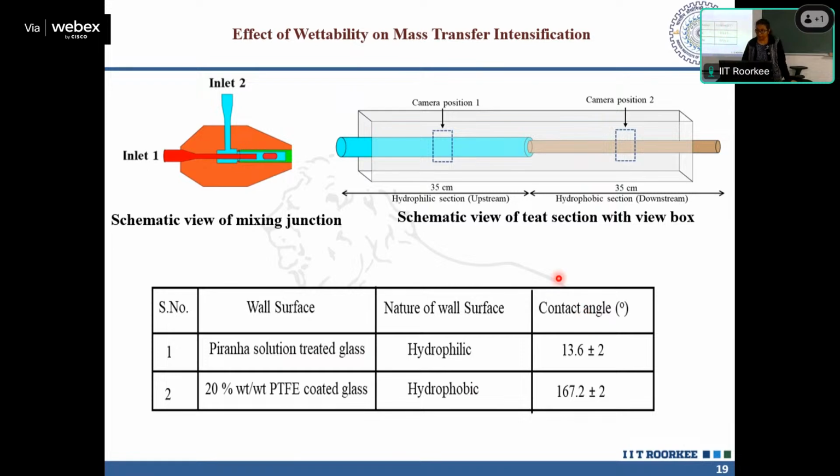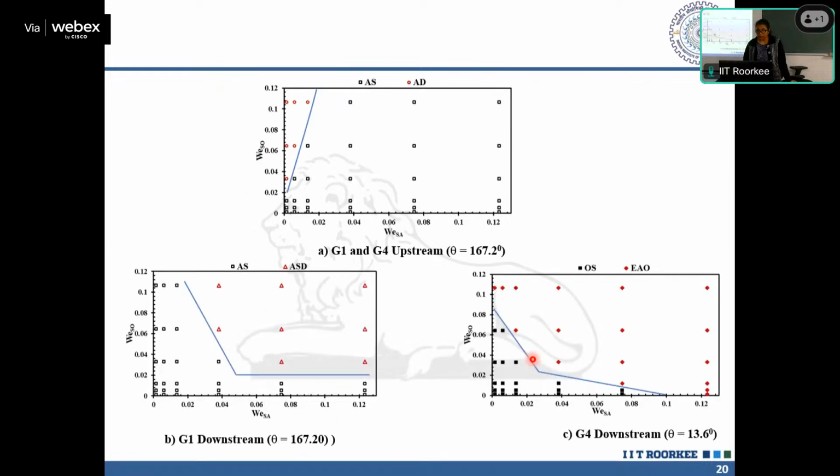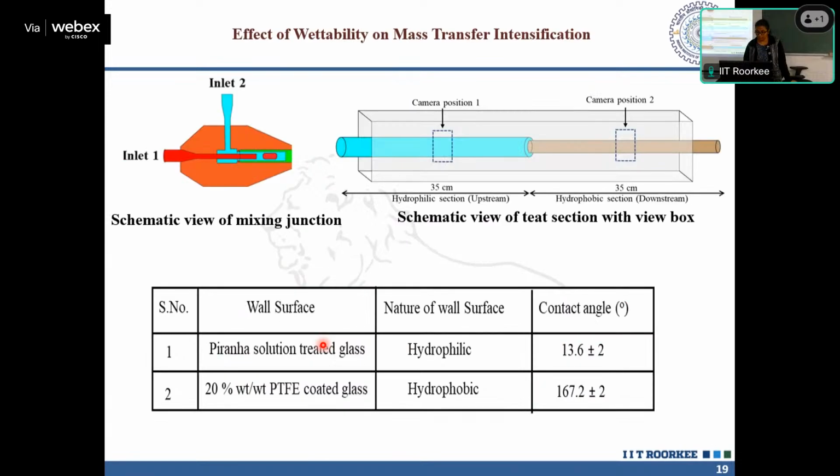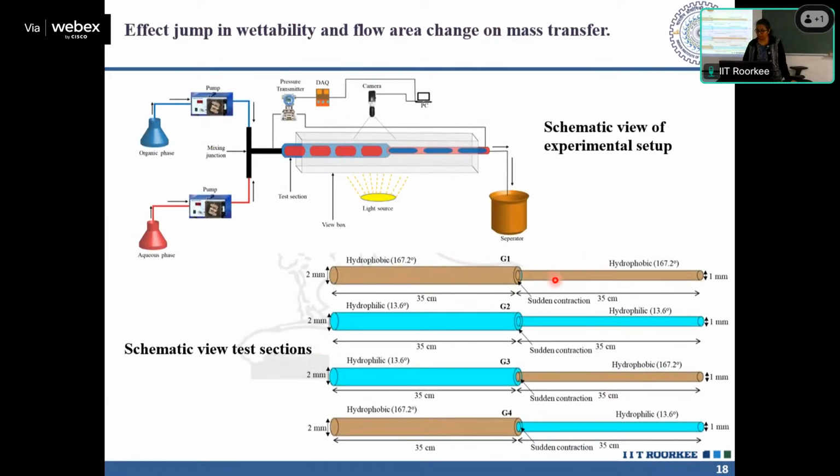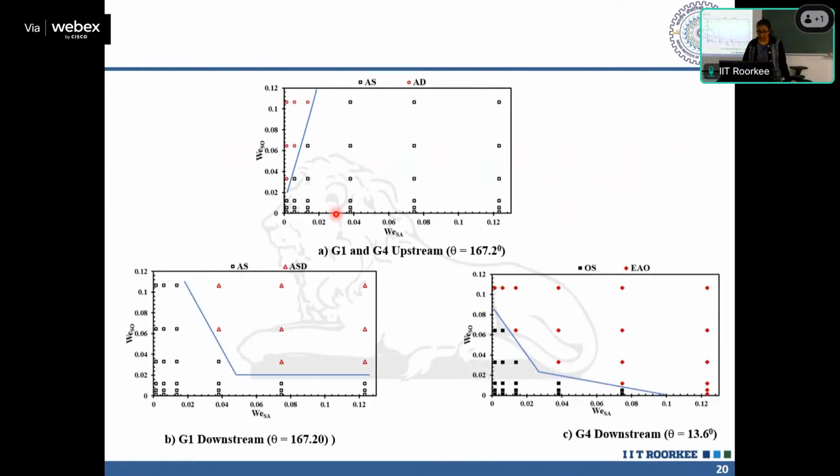this is the first one that we can see. These are the contact angles that are mentioned. And this is the flow pattern map. G1 and G4 both have a hydrophobic upstream. G1 is continuous. Which one are we calling G1? This one. It remains hydrophobic only. Fine. So what is the flow pattern? You can compare from here.